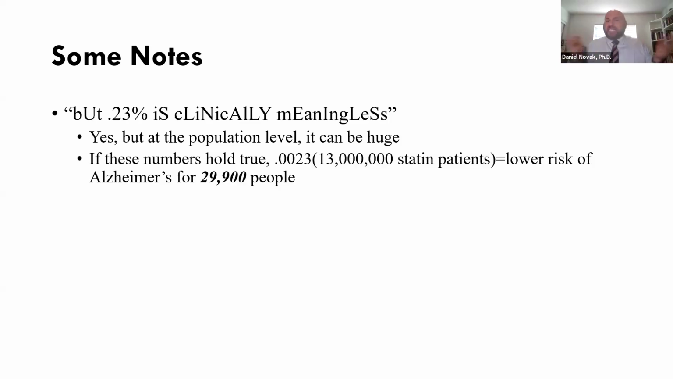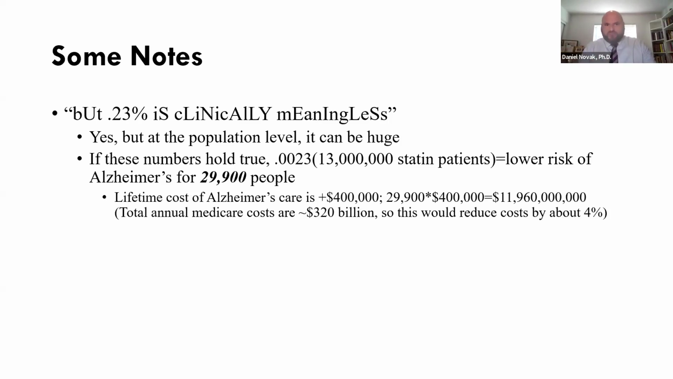And the other thing to think about is if that number is even vaguely true, if you had 0.0023 times the 13 million patients in the study, that means a lower risk of Alzheimer's for 29,900 people. Lifetime costs of that would be a savings if we gave people otherwise almost free drug. I don't know if any of you are on statins, but most healthcare plans give it to you for $0.